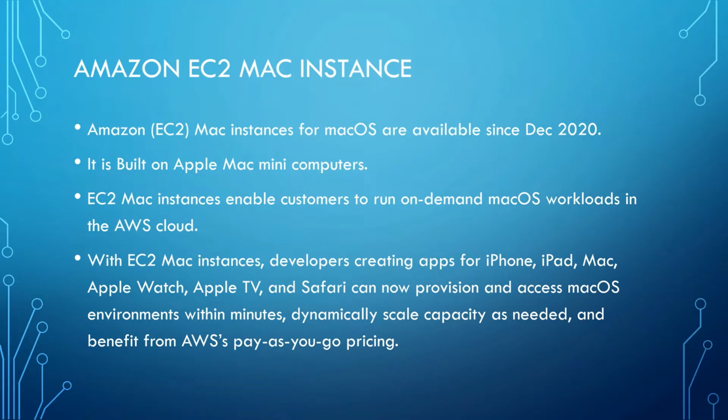Amazon EC2 Mac instances for macOS are available since December 2020. It is built on Apple Mac mini computers. EC2 Mac instances enable customers to run on-demand macOS workloads in the AWS cloud. With EC2 Mac instances, developers creating apps for iPhone, iPad, Mac, Apple Watch, Apple TV, and Safari can now provision and access macOS environments within minutes, dynamically scale capacity as needed, and benefit from AWS's pay-as-you-go pricing.